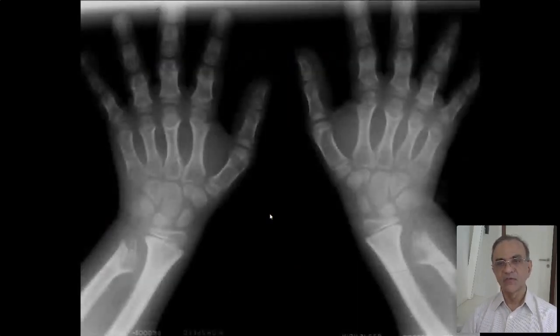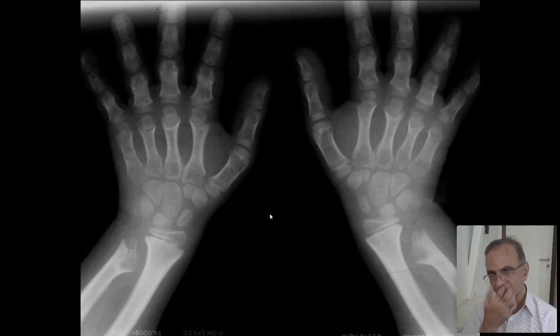Now this is an important slide. Perhaps I keep saying this is the most important. This is not the most important, but it's an important slide, because two conditions are common in our country. One is any of the MPS. The other is spondyloepiphyseal dysplasia or sometimes spondylometaphyseal dysplasia. So how do you tell MPS, any variety of MPS, from spondyloepiphyseal dysplasia?